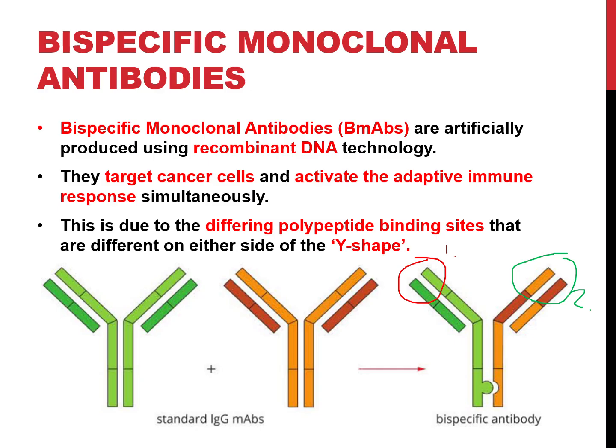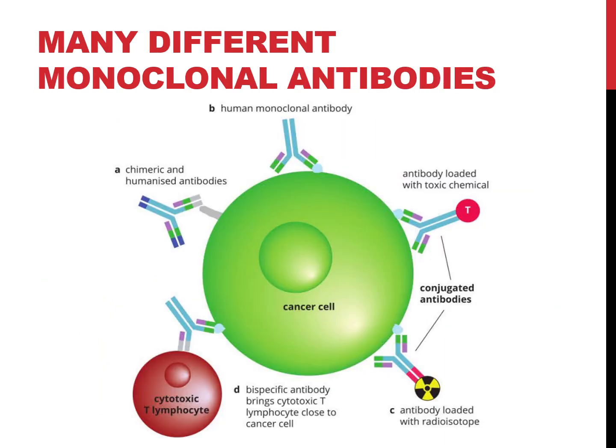So why is this useful? This one could connect to the cancer, and this active site could connect to a T cell, or a killer T cell, or a cytotoxic T cell, or a macrophage, or something along those lines, one of our immune cells. Okay, so really, really interesting, the use for bispecific monoclonal antibodies. And you do need to know the difference between those two things.